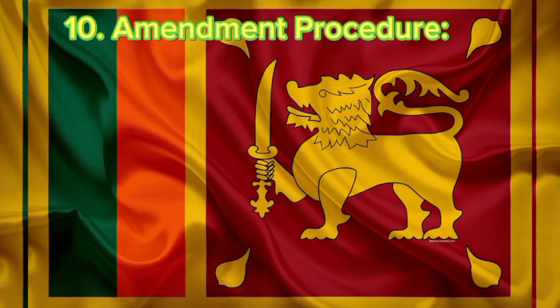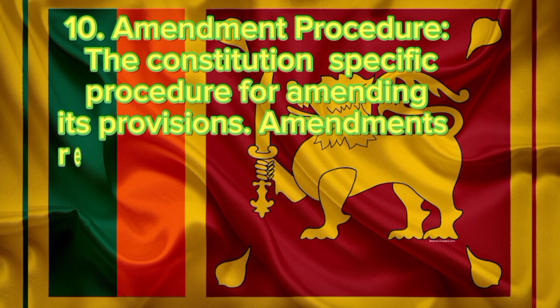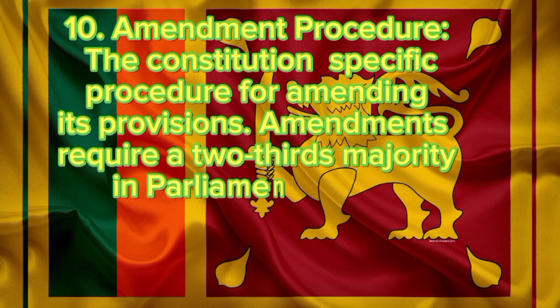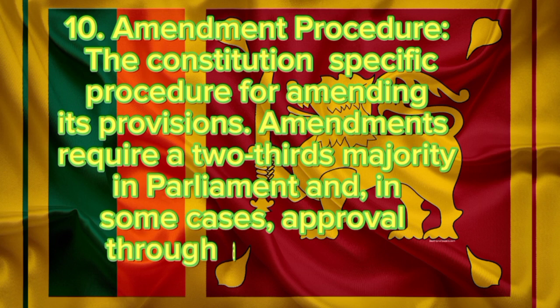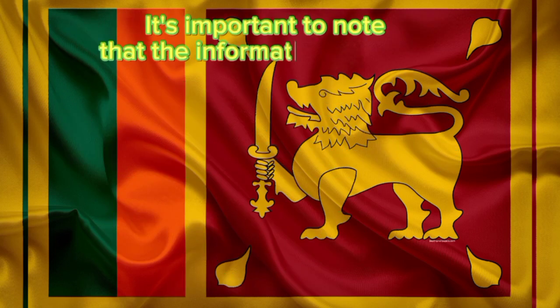10. Amendment procedure. The Constitution specifies a procedure for amending its provisions. Amendments require a 2/3 majority in Parliament, and, in some cases, approval by the people at a referendum.